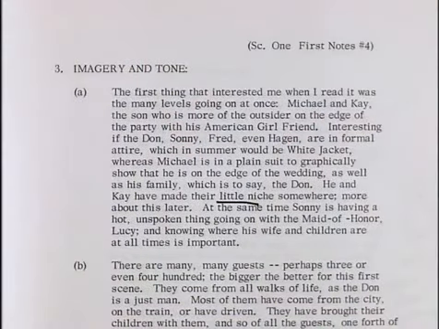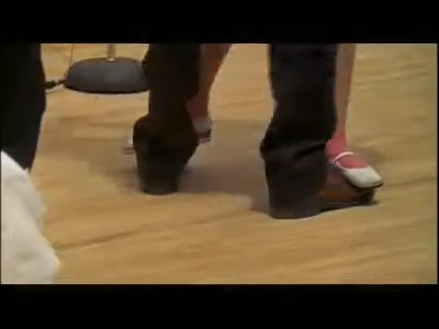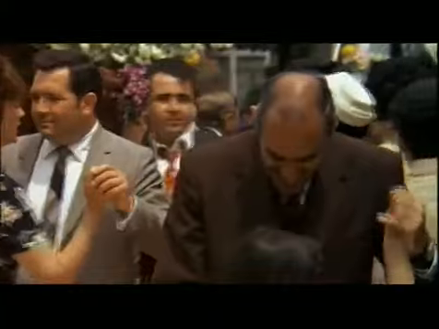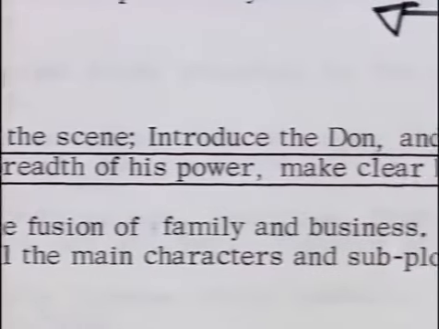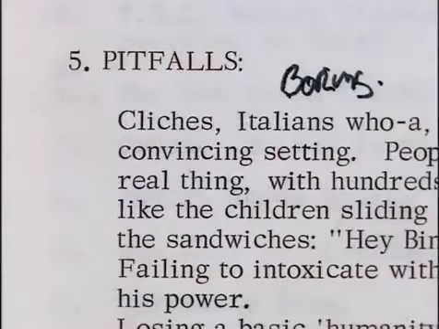Imagery and tone. This is, of course, images that seem to stand out from reading it, or even the tone of the story. Number four, it says the core, and this is something I think I borrowed from Elia Kazan in his notes from the way he broke down the play Streetcar Named Desire. It's published in a book on directing. But for five, I put pitfalls, which was to say, how can I screw this up?